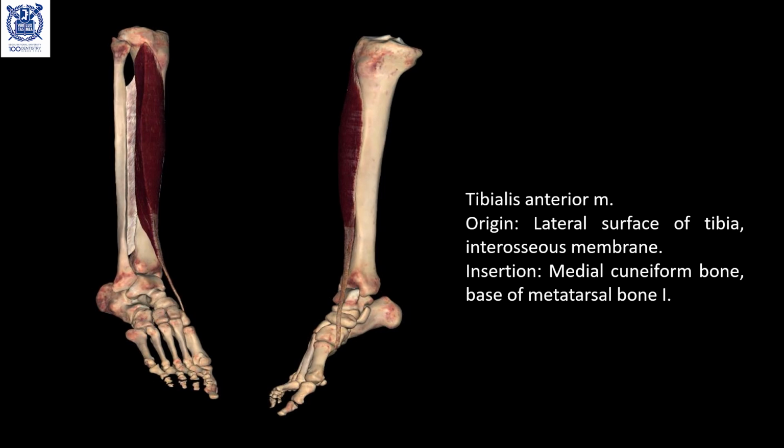The anterior leg muscles. The first one is the tibialis anterior. Origin: lateral surface of tibia and interosseous membrane. Insertion: medial cuneiform, base of the first metatarsal bone.